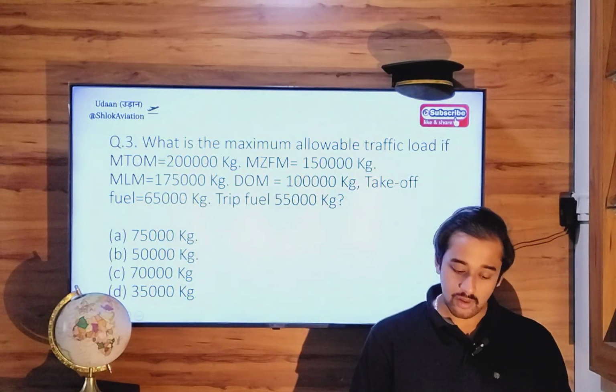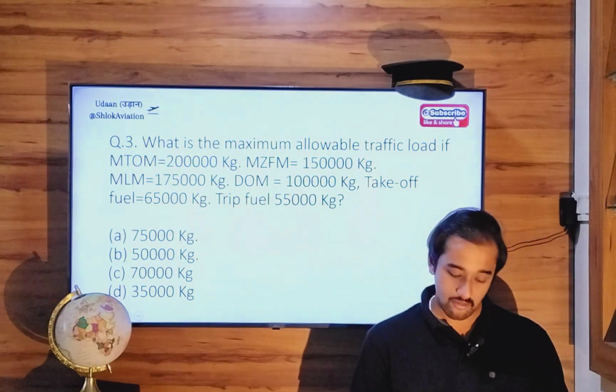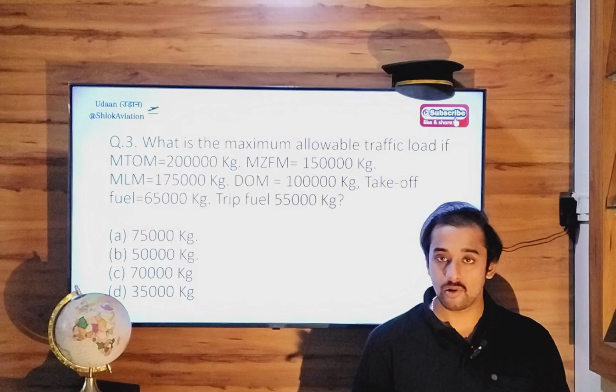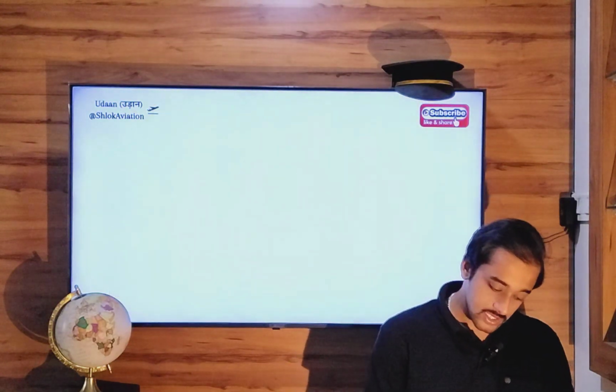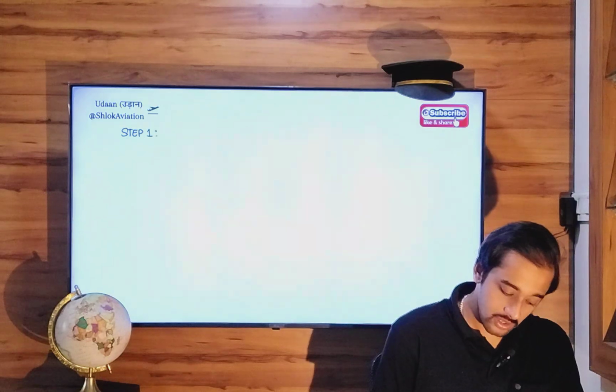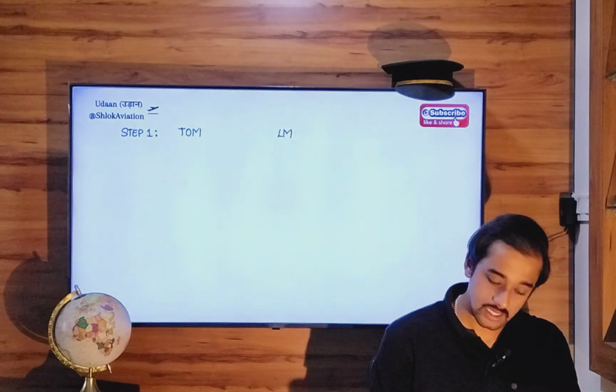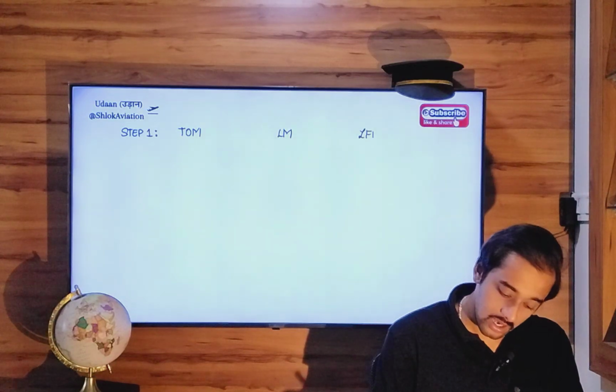What is the maximum allowable traffic load again, if takeoff mass, zero fuel mass, landing mass, DOM, takeoff fuel, and trip fuel are given to you. Step 1, draw three columns, one for takeoff mass, another for landing mass, the third one for zero fuel mass.